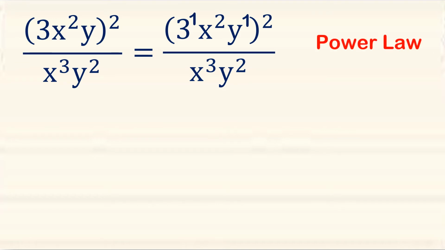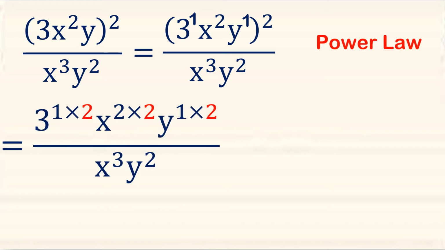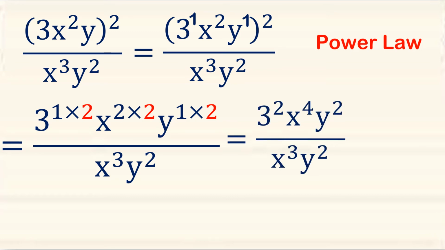So from here, we are going to apply power law. So in applying power law, we are going to multiply the exponents. So 3 raised to 1 times 2, x raised to 2 times 2, y raised to 1 times 2. Then copy your denominator. Do not touch it. So simplifying further, we get 3 squared, x to the fourth, y to the second, or y squared, over x to the third, y squared.